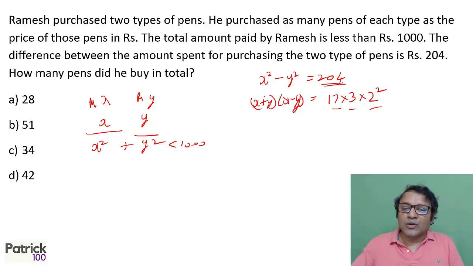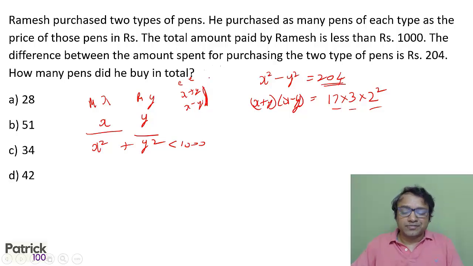Now one thing is that whenever you have such x plus y and x minus y numbers, either both are even or both are odd. Think of the numbers: if x and y are both even, both sums will be even. If x and y are both odd, again both will be even. But if one is even and one is odd, then both will be odd. Technically both will be even or both will be odd. So because there is a 2, that means both will be even. So 2 has to be there in both places. So I can have 17 and 3 both in one place, or 17 and 3 in different places.